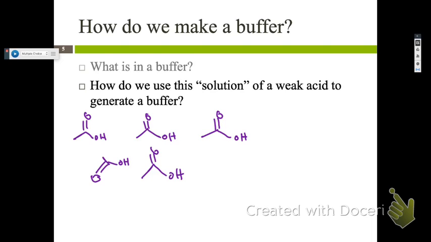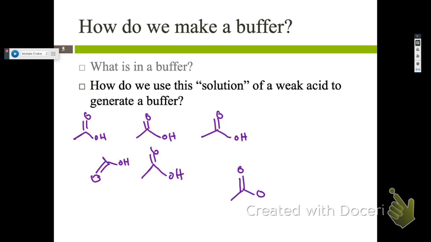Don't forget. All right, can I get 2 volunteers? What are 2 ways that we can take this solution? Let's say that there's water all around here and we have acetic acid floating around. How do we make that into a buffer? Well, what's one of them? Add a dissolvable salt with acetate. What do you guys think about that?